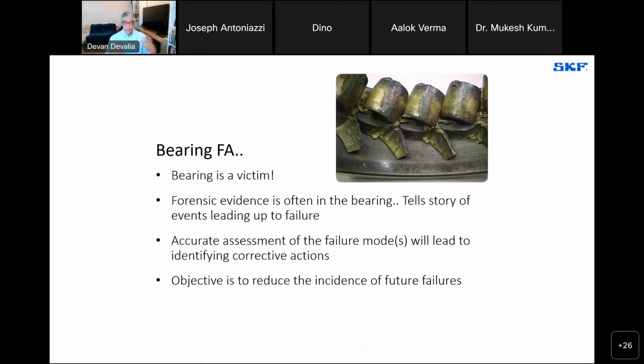Okay, so there's a variety of causes that can lead to bearing damage and ultimately failure. Like we mentioned, some improper installation, inadequate lubrication, etc. And all of these leave distinctive marks or evidence on the bearing components, be it on the raceway, the cage, the rolling elements, the bore, or any of the outer surfaces. The objective is to reduce the incidence of, or eliminate, a future failure.